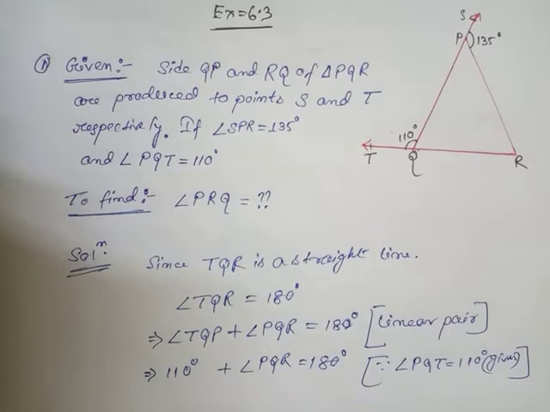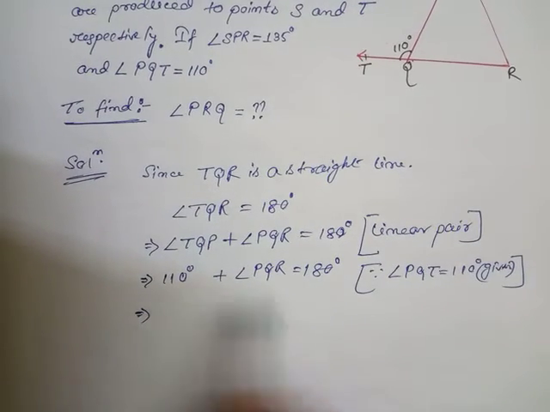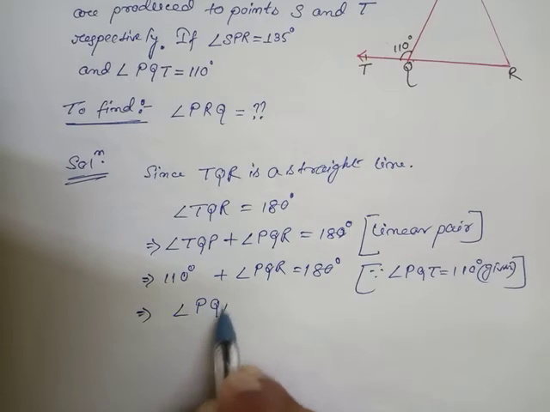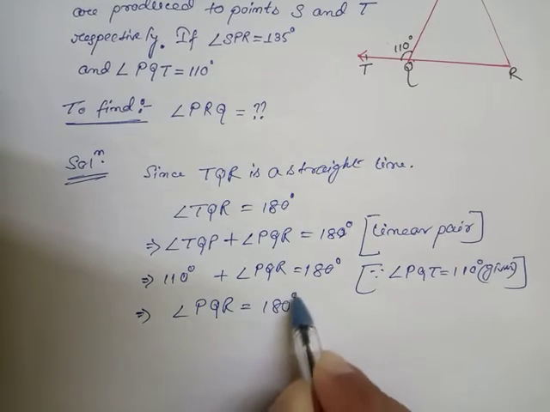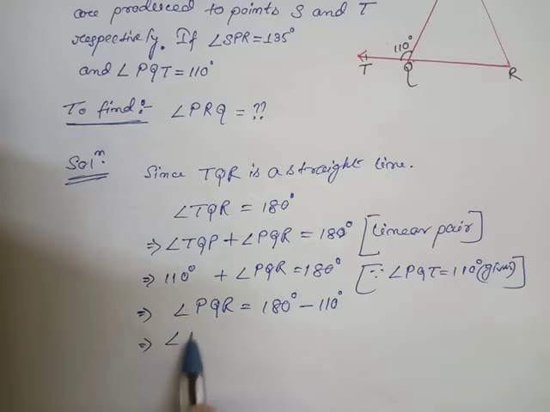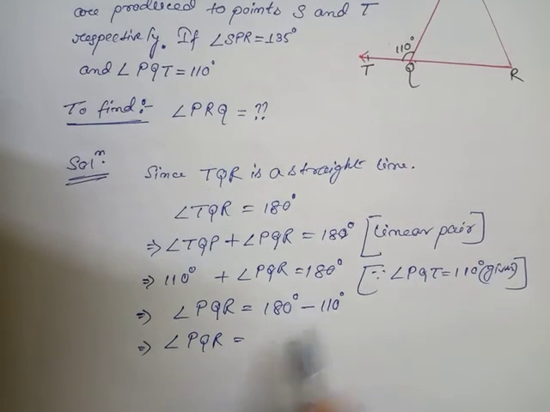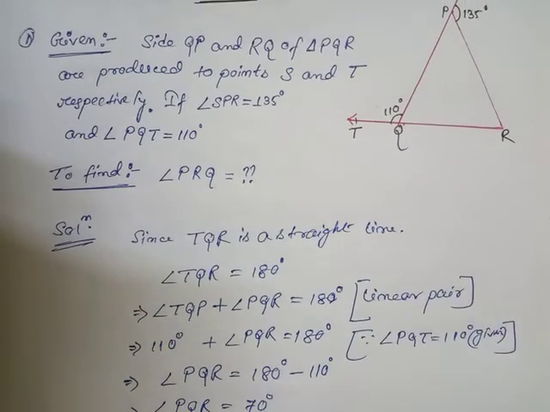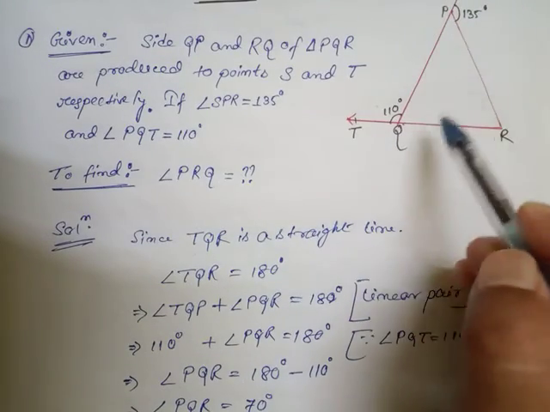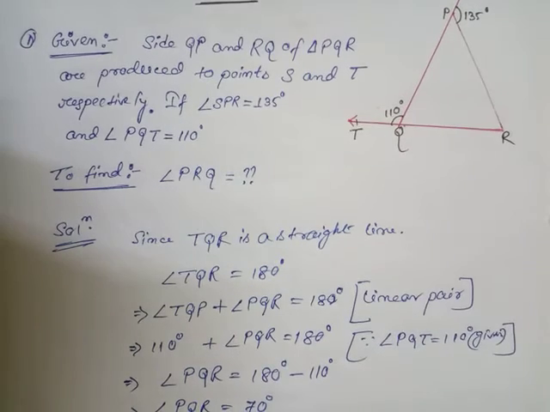Now look here student, if I go for the cancellation, PQR equals 180 degrees minus 110 degrees. Now what will be the answer here? PQR equals 70 degrees. So student, this angle PQR equals 70 degrees.